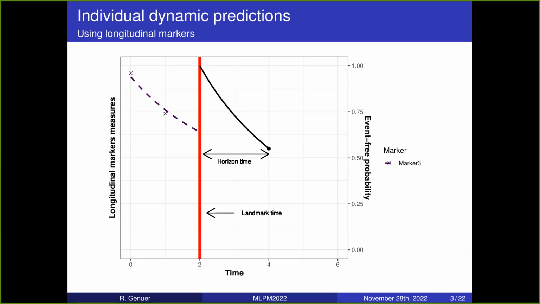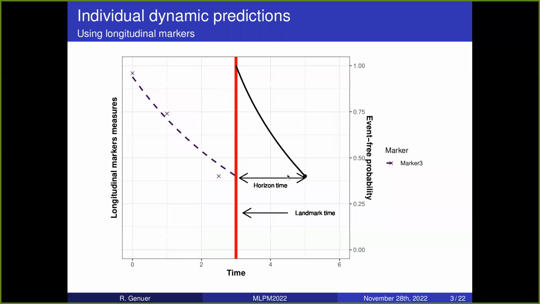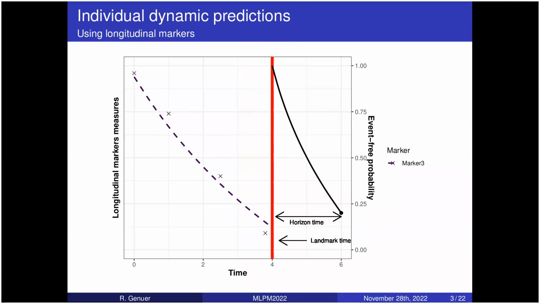And the principle of individual dynamic prediction is that now if I wait a little longer, I have another measurement there. So if my landmark time is now at 3 years, I have more information and I can again predict the event-free probability, or update this probability. So given the fact that my patient is still alive now, and I have all this information, and so on, I have a fourth visit.